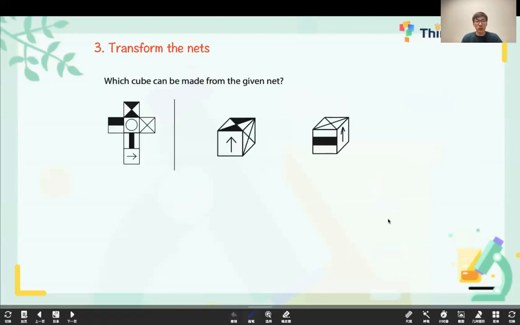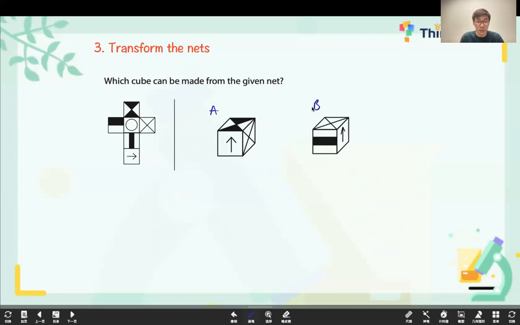So, which cube can be made from the given net? Check cube A and cube B. In both of them, let's do a very quick check. Are they possible? So we have a bow tie, an arrow, and a cross. That's a tick. And we have a cross, a middle bar, and an arrow. So again, both of them are possible.